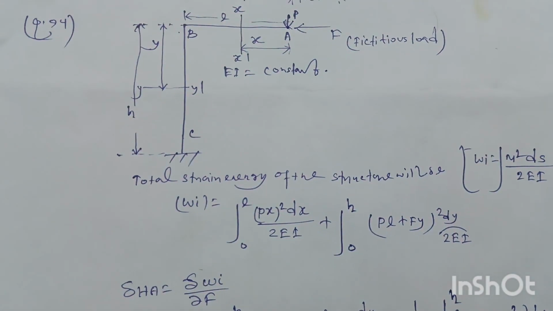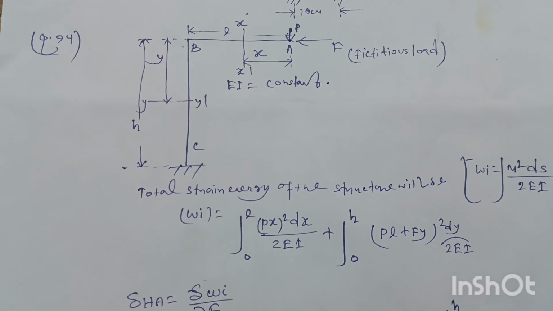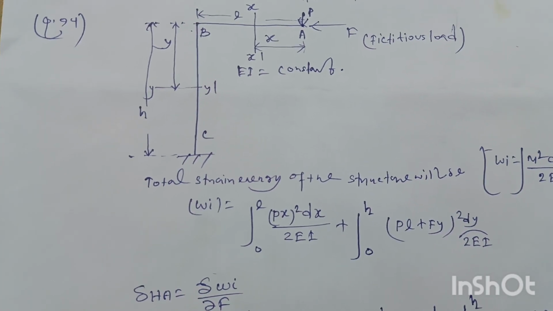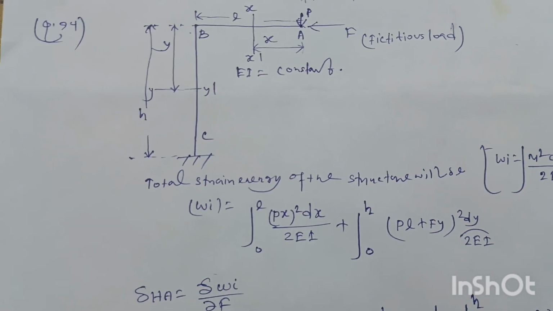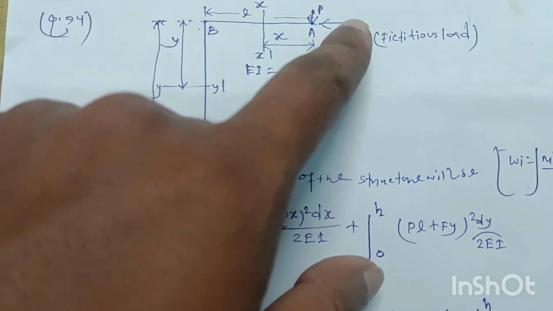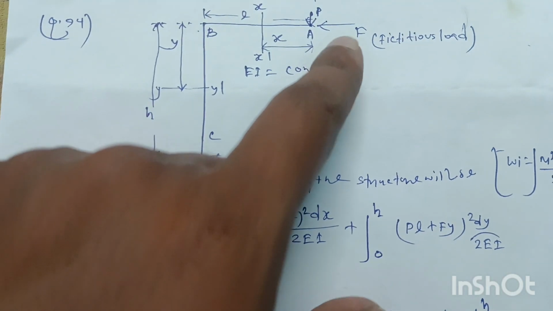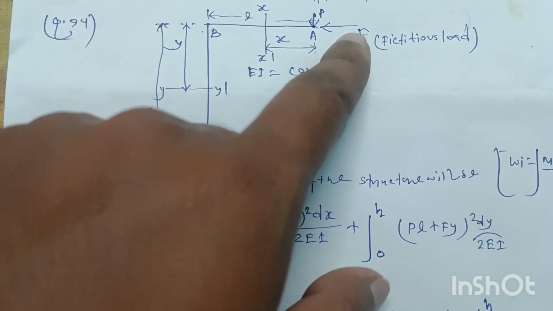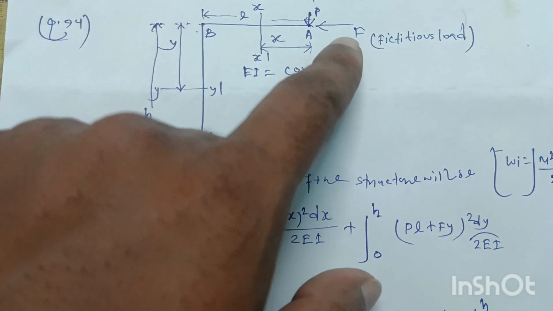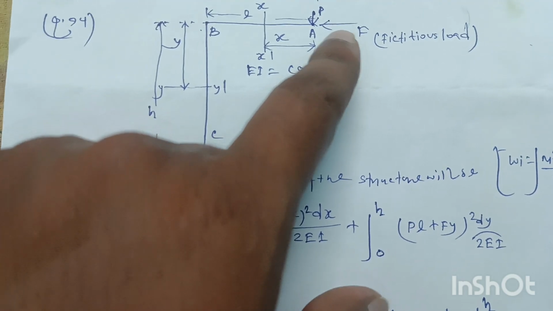At point A there is no horizontal load, so first we have to consider a horizontal load that is fictitious, whose value is equal to 0. That is an imaginary load. So the fictitious load capital F is equal to 0. We have to consider this horizontal load at A because we also need to find out the deflection at the point A.